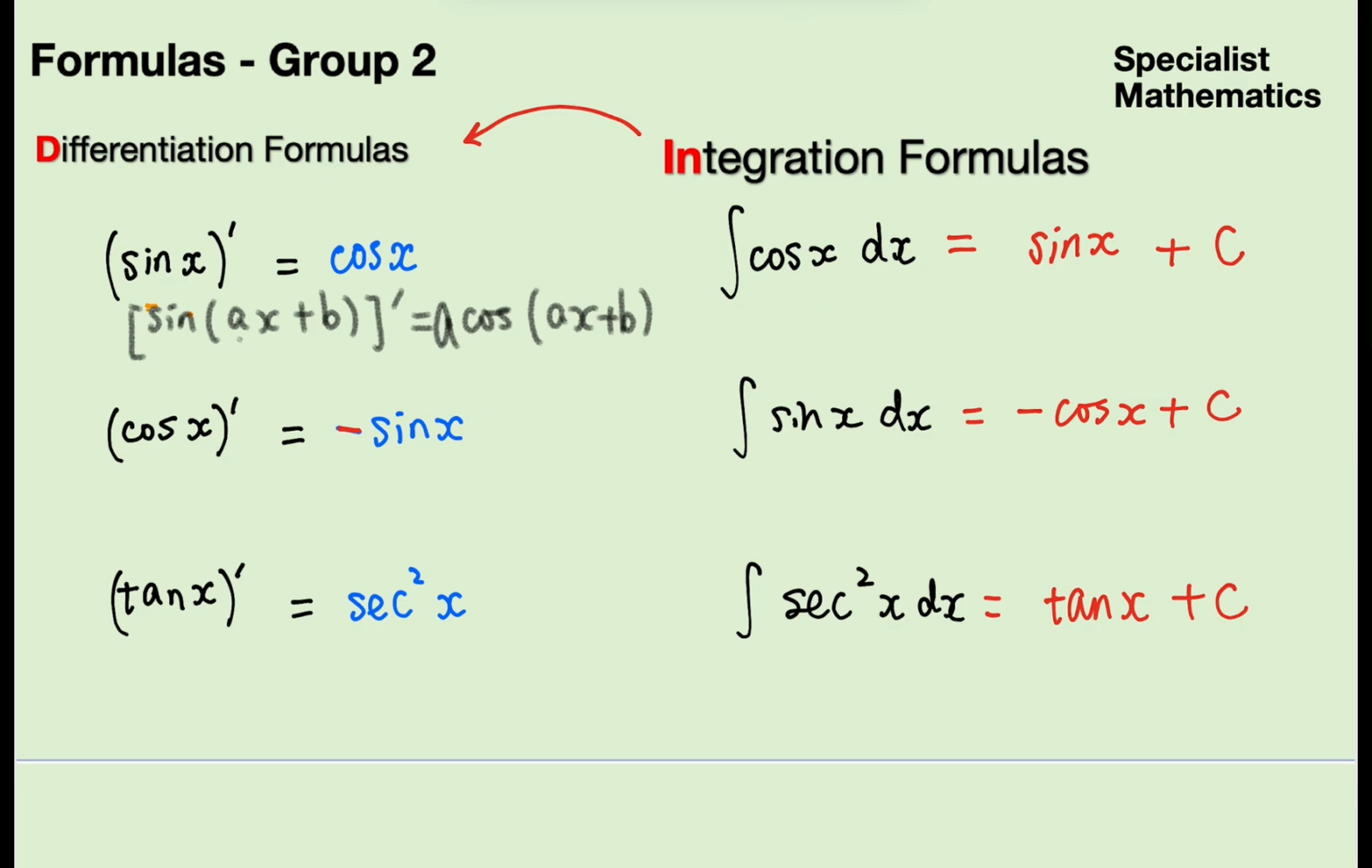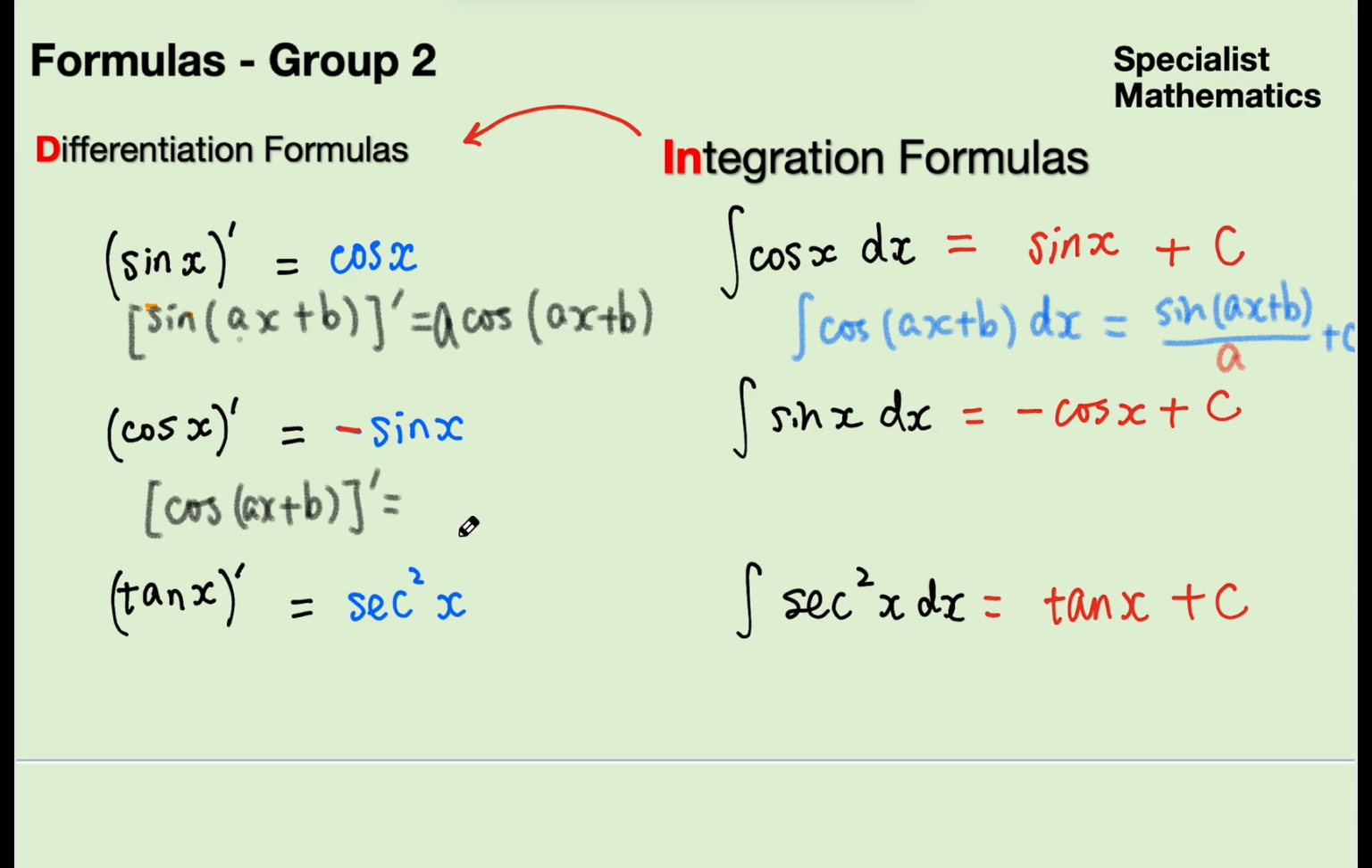Therefore, for the corresponding integration formula, we will have cosine ax plus b. Then the integration will be sine ax plus b. Then don't forget to divide this result by the coefficient a. Then we still add c for the indefinite integral.